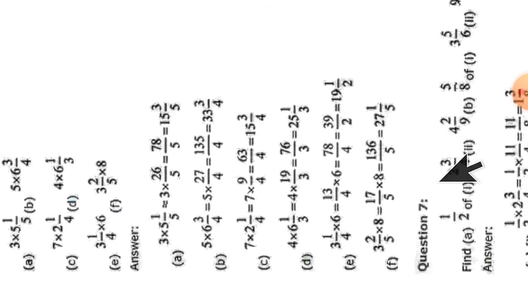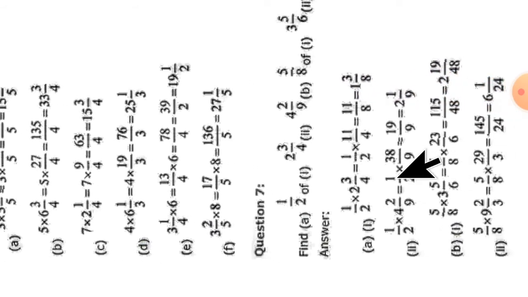Now question number 7 you will see. Find 1 upon 2 of 2 integer 3 upon 4. Of means multiplication. So 1 upon 2 multiplied by 2 integer 3 upon 4. First you will convert into a fraction. 4 2s are 8, 8 plus 3, 11 upon 4.